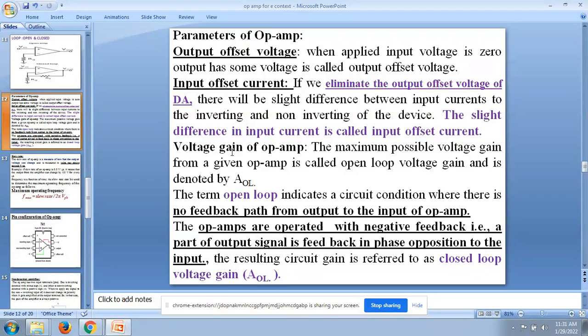The slight difference in input current is called input offset current. Next, the voltage gain of an operational amplifier. The maximum possible voltage gain from the given operational amplifier is the open loop voltage gain, denoted by AOL. The term open loop indicates the circuit condition where there is no feedback path from the output to the input of an operational amplifier. Operational amplifiers are operated with negative feedback, that is, a part of the output signal is fed back in phase opposite to the input. The resultant is said to be the closed loop voltage gain.